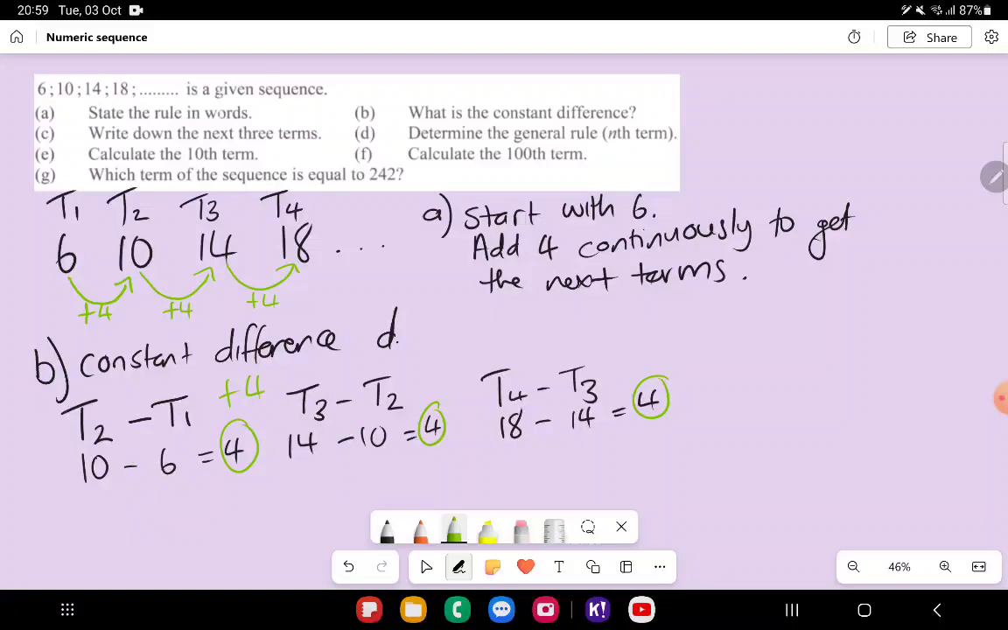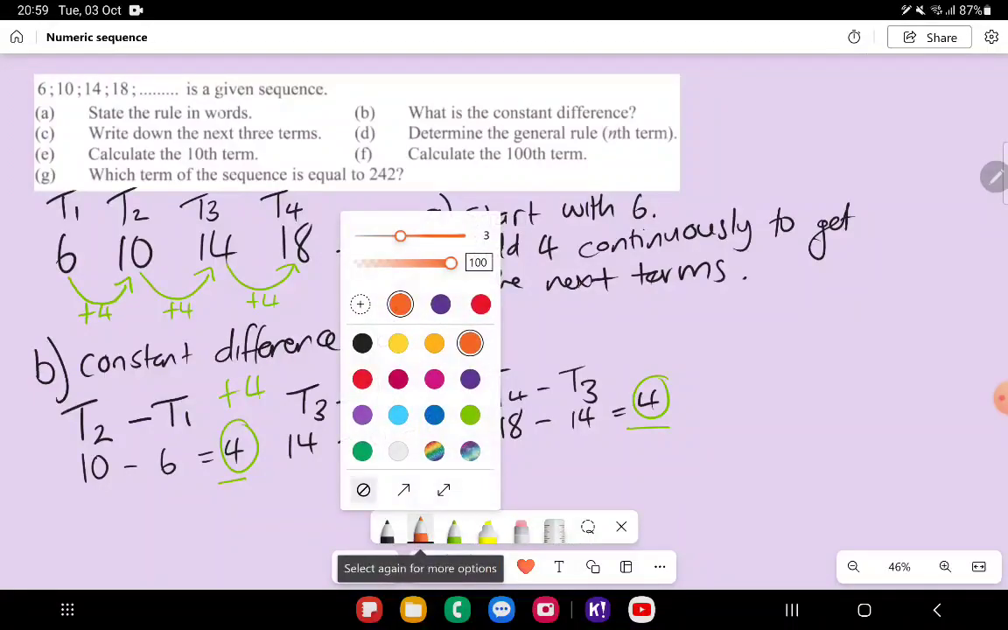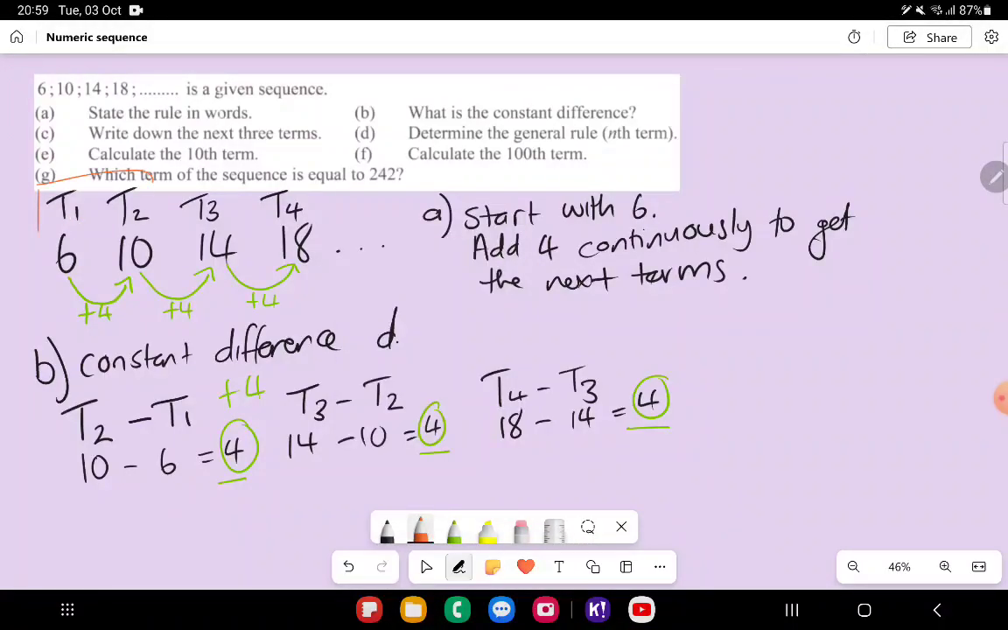Now, this step for B is how we check if you have a numeric sequence or a numeric number pattern. If these answers are always the same, then you have a numeric pattern. So what did we say? We took these two and we subtracted that way, 2 minus 1. Then we took these two and we said 3 minus 2. Then we took these two and we said 4 minus 3 in order to get the constant difference.